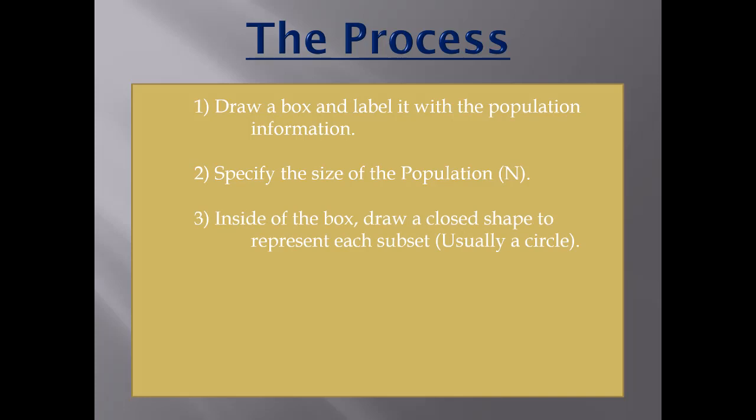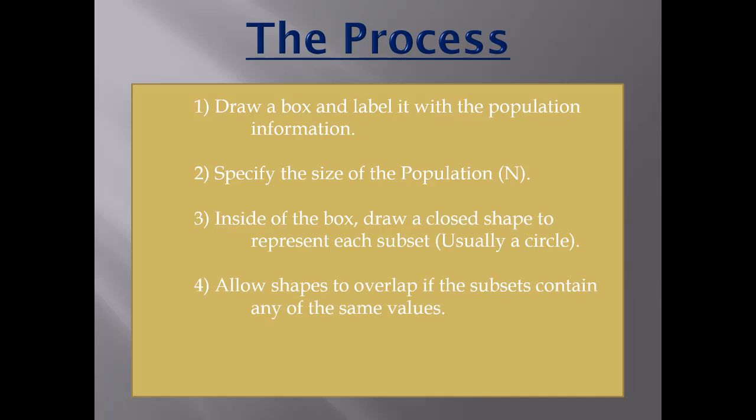Then, inside of that box that you've drawn, that rectangle or square, you're going to draw a closed shape that represents each subset. So each sample is going to be depicted by a closed shape. Most of the time we use a circle, but other times we can use some other shape. The only rule about the shape is it must be a closed figure, so it can't be open. It has to complete itself. It's got to attach end to end, and there's no little loops within the figure. That's why we do circles. Circles are just easier.